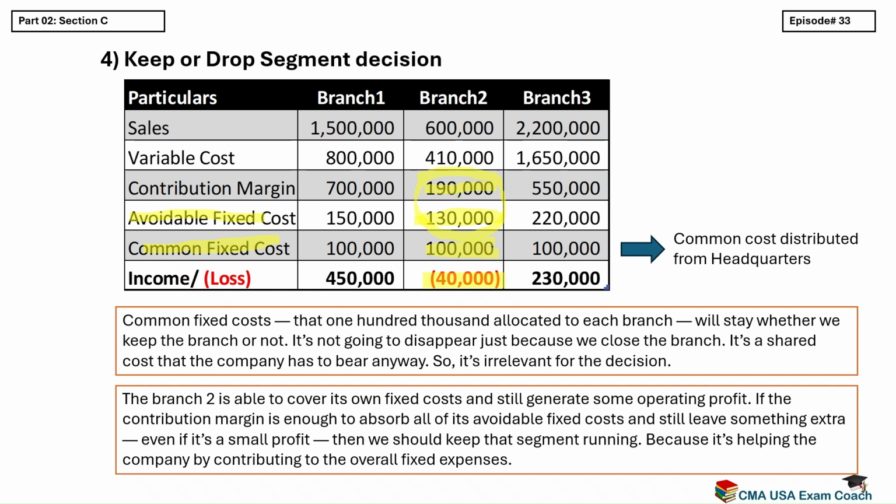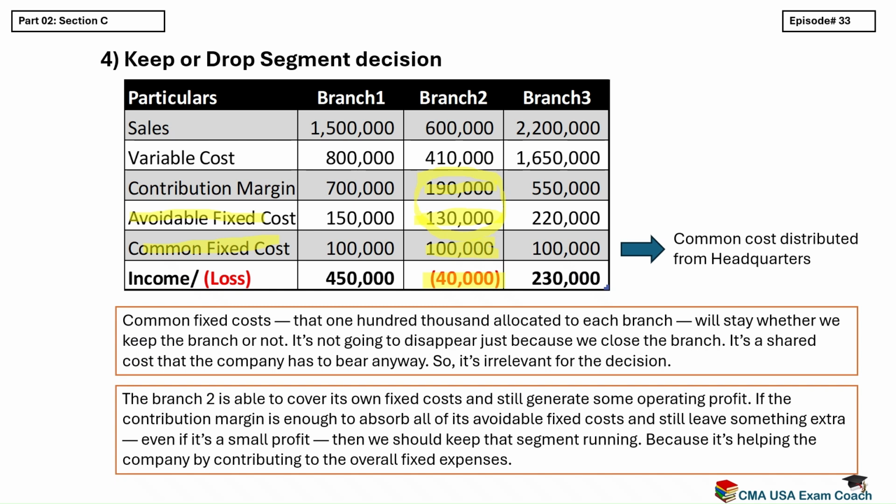But if a segment cannot even cover its own avoidable fixed costs, meaning it's not generating enough contribution margin to justify its existence, then it becomes a burden. In such a case, keeping that branch would result in a continuous drain on the company's resources. That's when management should seriously consider dropping the segment.